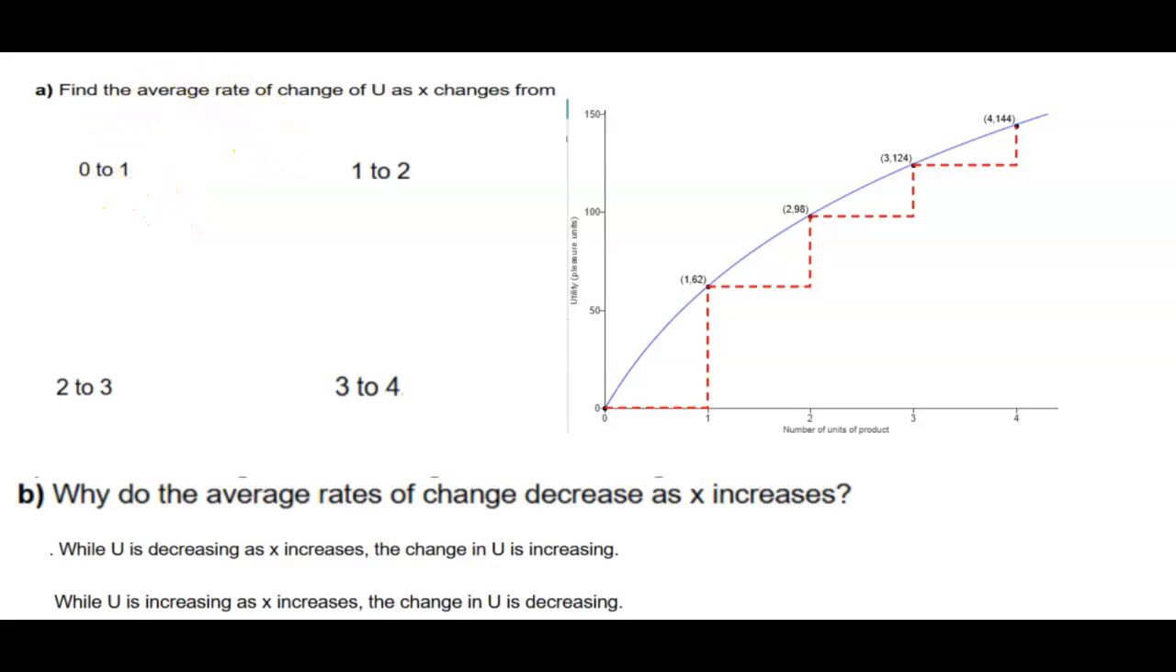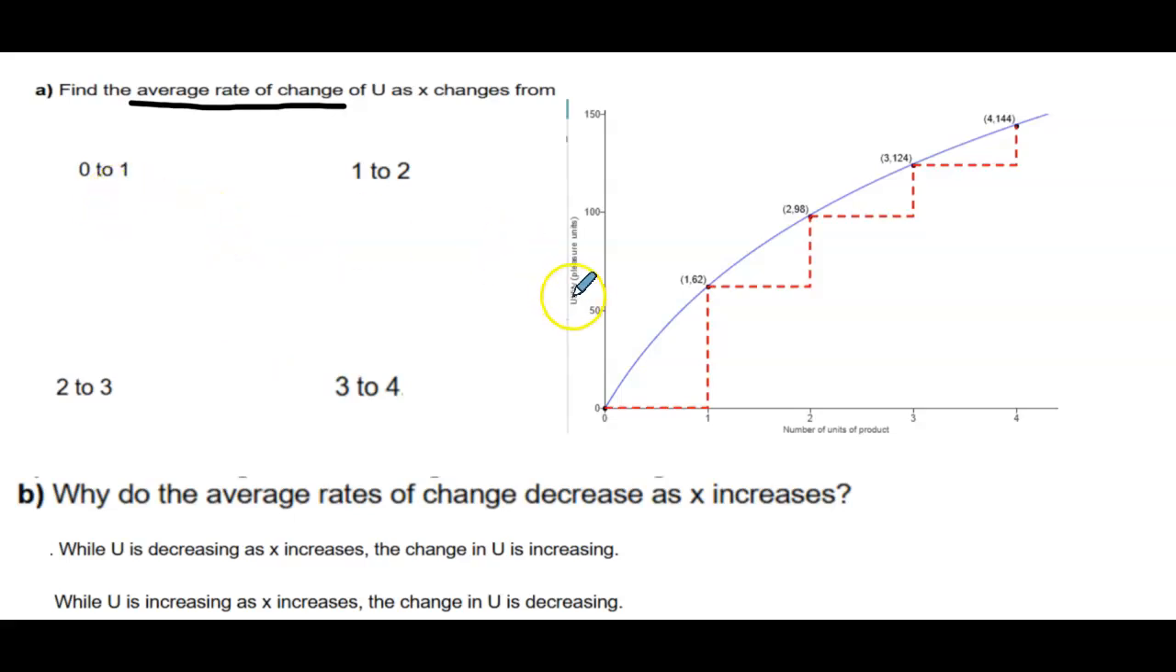So if you look at the average rate of change from a geometrical perspective, you can just think of this as slope. This is saying what's the change in the output, or the y, so the change in the y-axis being the utility or pleasure units, per the change in the x-axis, which is the number of units produced. So rise over run, change in y over change in x, slope. We're looking to find the slope across all four intervals here.